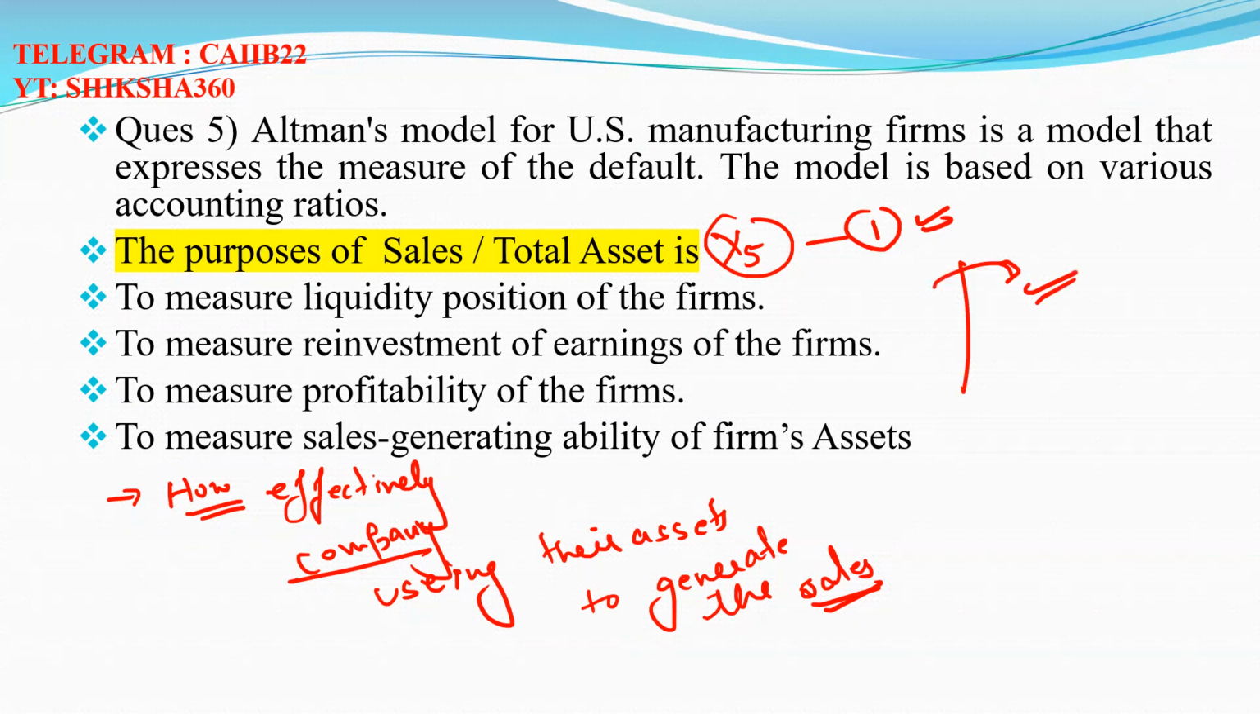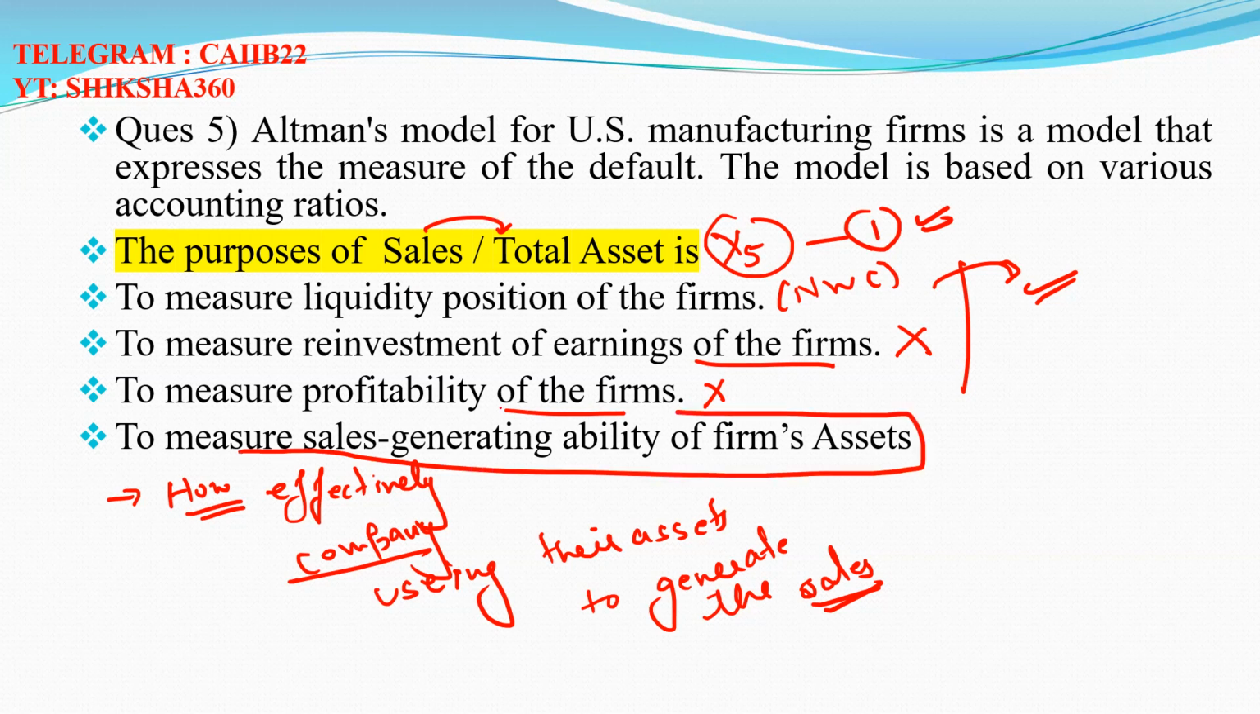So the purpose of sales upon total assets is to measure the liquidity position of the firm? No, this is net working capital. To measure the reinvestment of earnings of the firm? This is also not. To measure the profitability of the firm? This is also not. The purpose of sales upon total assets is to measure the sales generating ability of the firm's assets.